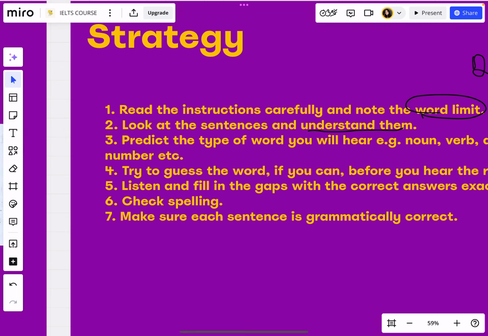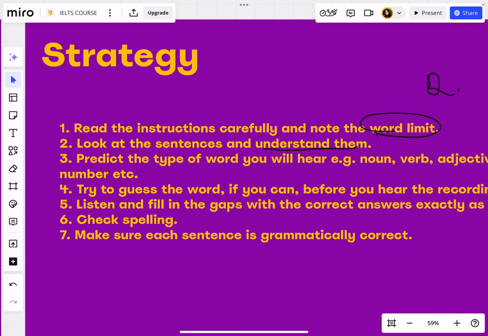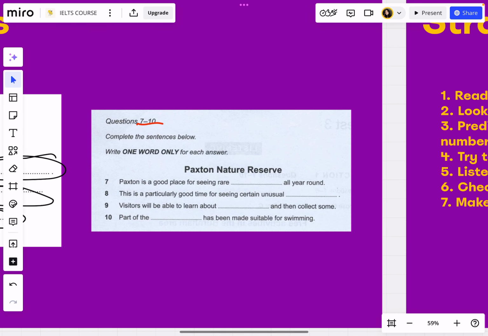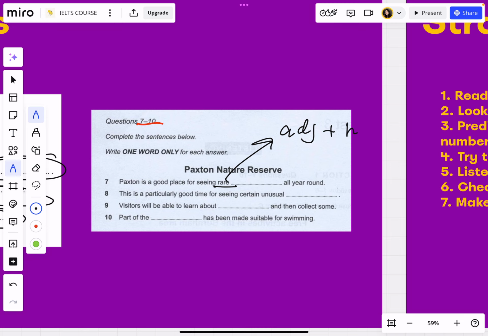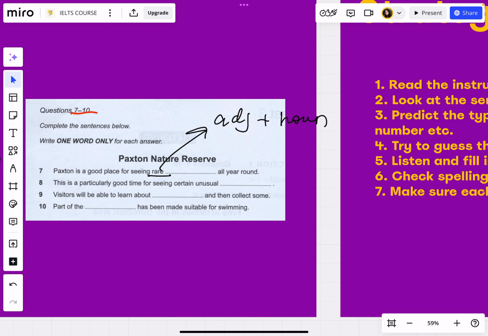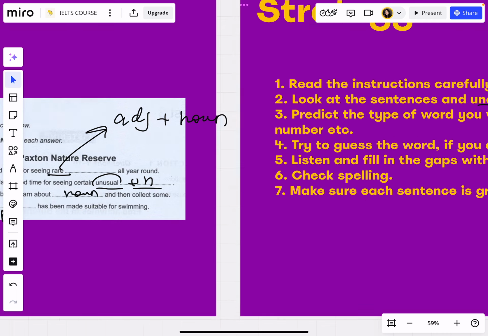So you need to understand each sentence, and you need to predict the type of word you will hear: noun, verb, adjective, or number. For example, here, Pakistan is a good place for seeing a rare. It should be a noun here, because why? Because rare means сирек деген мағынаны білдіреді. It is an adjective, and an adjective needs a noun, so that's why it's a noun. So you need to always predict. Similarly, learn about is followed by a noun. Yeah, we learn about something, and the part of also means a noun. So you need to always predict.